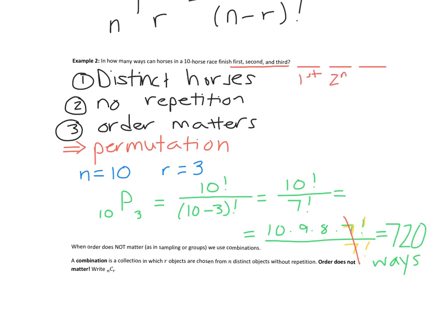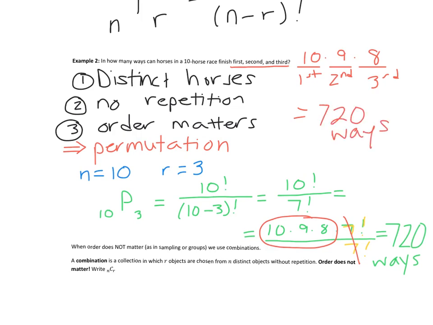All right, well, how many horses do we have before someone finishes? There's 10 different horses. Now, how many are left for second place? 9 horses. How many are left for third place? 8 horses. 10 times 9 times 8. Does that sound familiar? That's what we got for the permutation. So again, we get 720 different ways. All right, so everything's pretty consistent with that, so that's good.